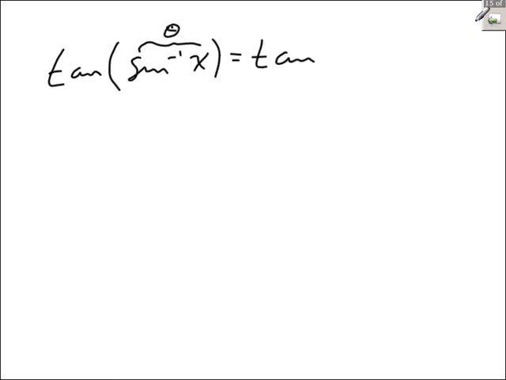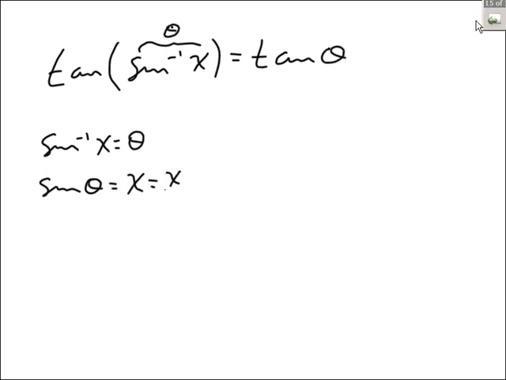You have the tangent of sine inverse of x. Well, call this theta, and basically we want to find the tangent of theta. And we know one thing about theta. Sine inverse of x is equal to theta, which means the sine of theta is x. That is x over 1.